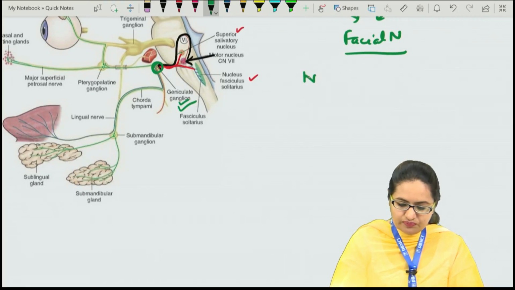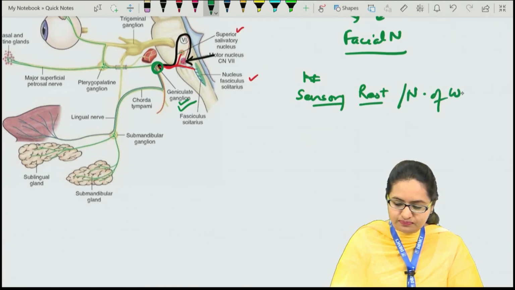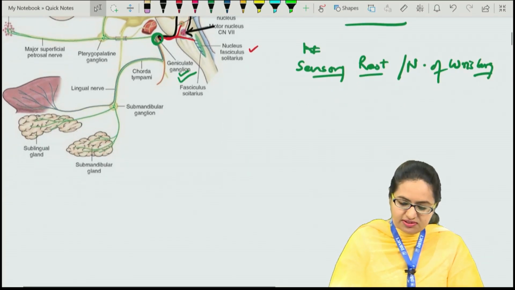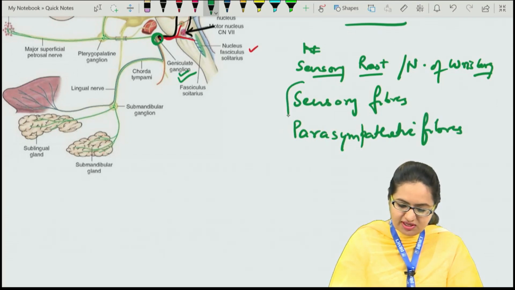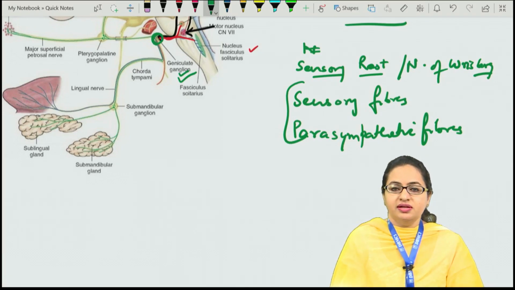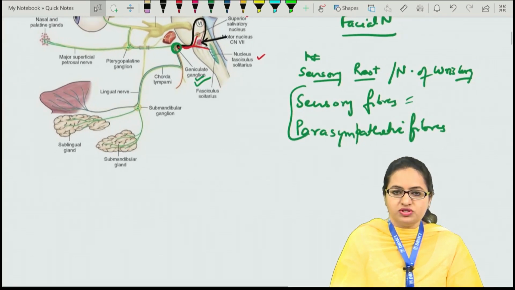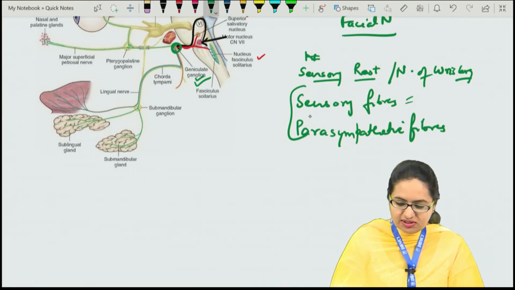When we talk about the sensory root, as we have just said, the sensory root or the nervus intermedius, or nerve of Risberg, is carrying the sensory fibers as well as the parasympathetic fibers. So it is carrying these two fibers. Now the sensory fibers carry taste fibers from the anterior 2/3 of the tongue through the chorda tympani branch, as well as sensation from the skin of the external acoustic meatus and the canal, as well as the mucosa of the nasopharynx and the nasal cavity, and towards the palate region and the floor of the oral cavity. So the sensory fibers are responsible for that.